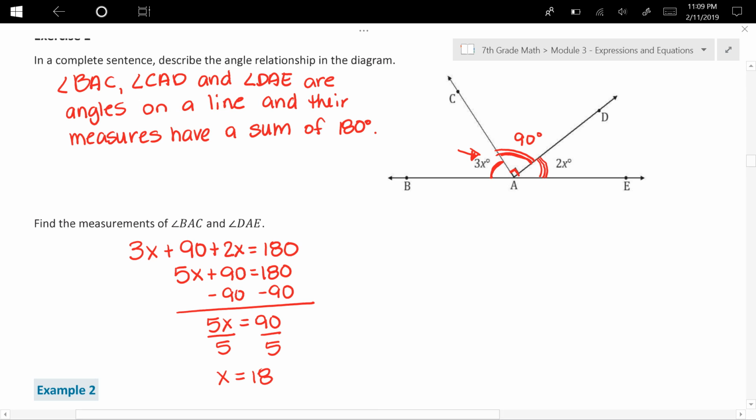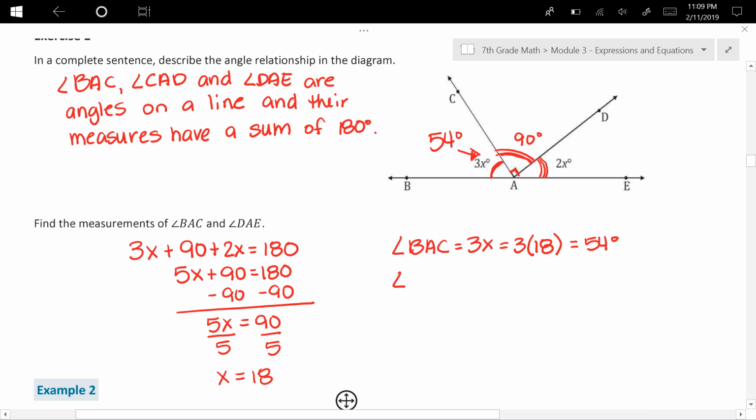Well, okay, this is what we must do. So we have angle BAC. It says it is 3x. Well, I know now what x equals. X is equal to 18. So we're going to plug it in there for x. So we put 3 times 18, and that equals 54 degrees. So this one here is 54 degrees.